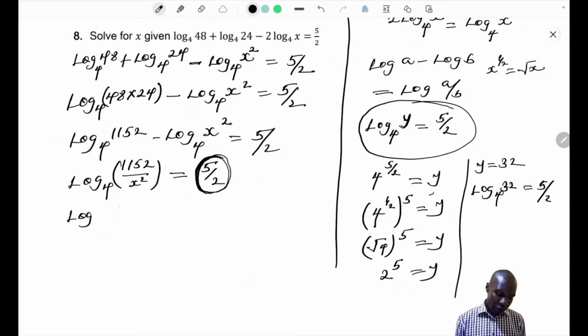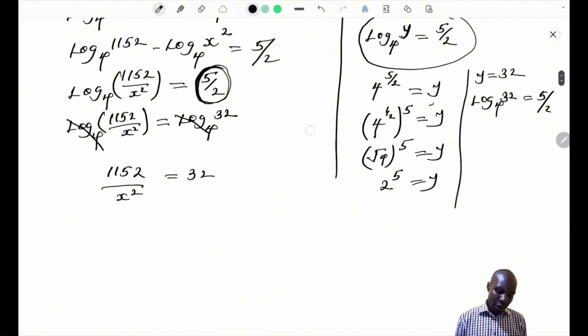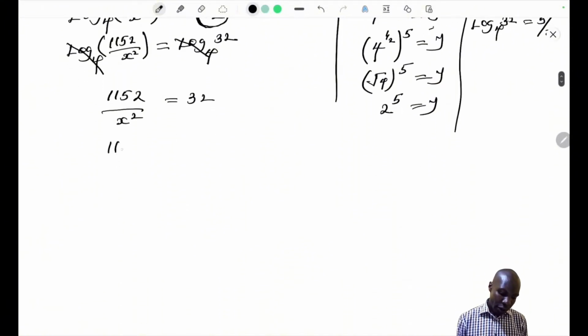So we'll have log of 1152 over x squared to base 4 giving us log of 32 to base 4. So the base and the log are going. We are left with 1152 over x squared equals 32. So that means 1152 is equal to 32 x squared.